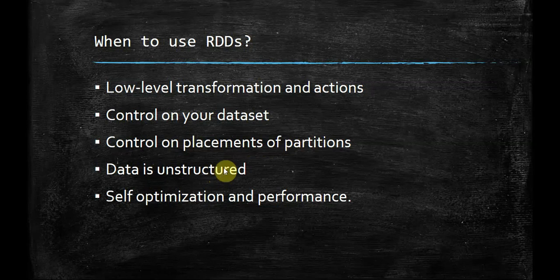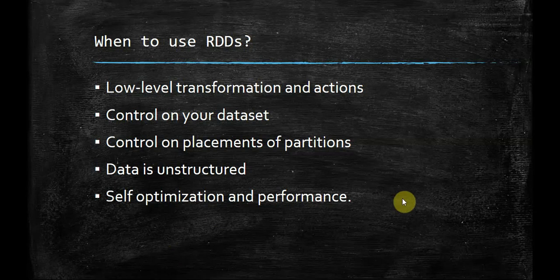Next is unstructured data. When your data is unstructured, you should use RDD. And the last thing is self optimization and performance. When you are sure about that, you can do much better optimization and performance. It all depends on the kind of use case you have. So if you are sure about it, you can make use of the RDD.